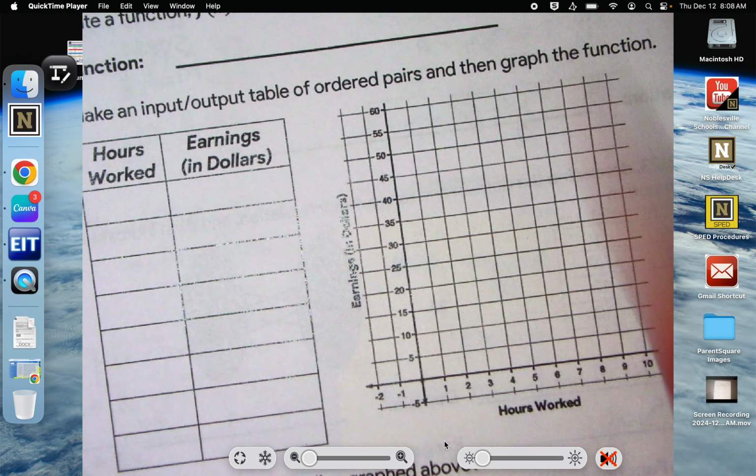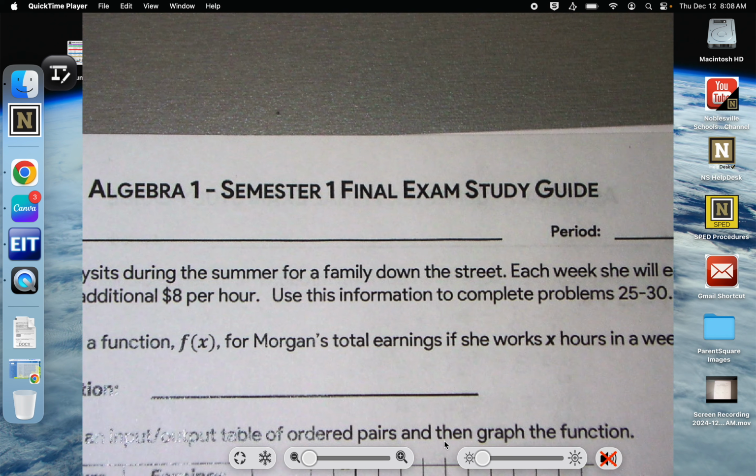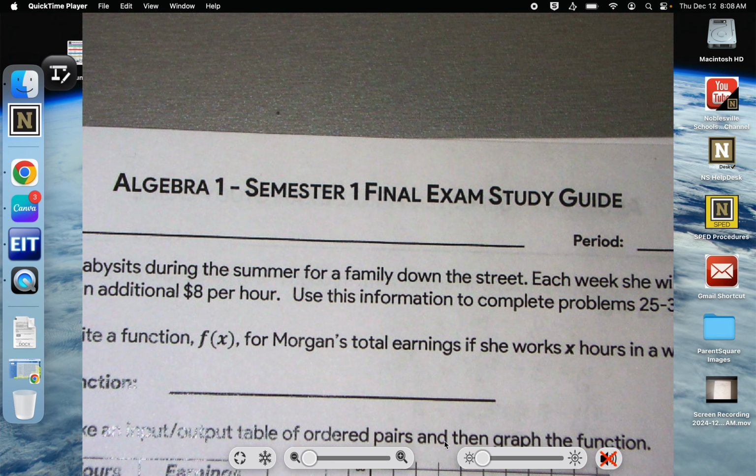All right, Morgan babysits during the summer for a family down the street. Each week she will earn $10 plus an additional $8 per hour. Use this information to complete problems 25 through 30.